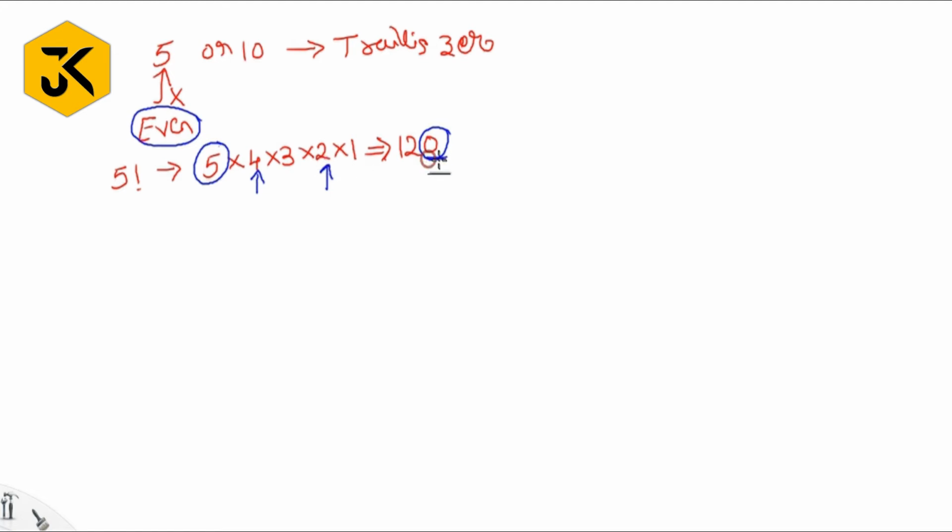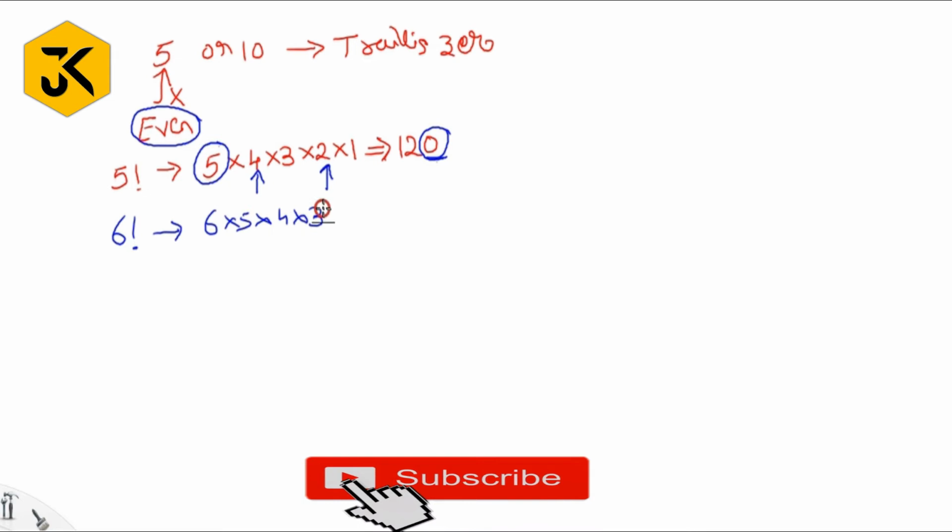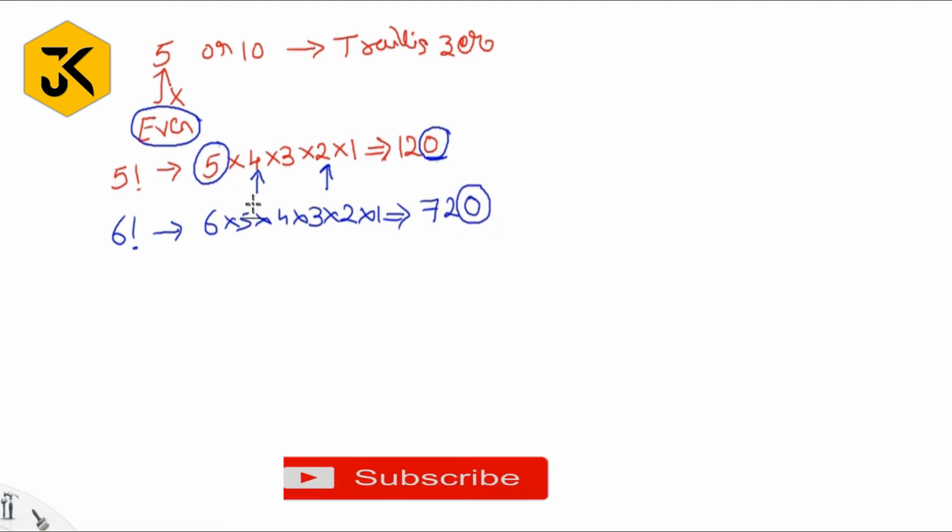So finally I got one trailing 0. Similarly, for example, let us take 6 factorial. 6 multiplied with 5, 4, 3, 2, 1. How much value will you get? You will get the value 720. This trailing 0 you got because of the existence of a 5 and at least one even number. Then only you will get one trailing 0.